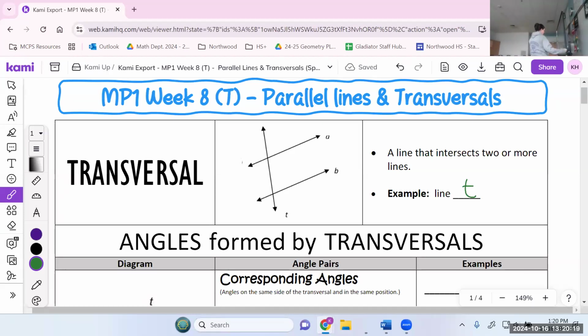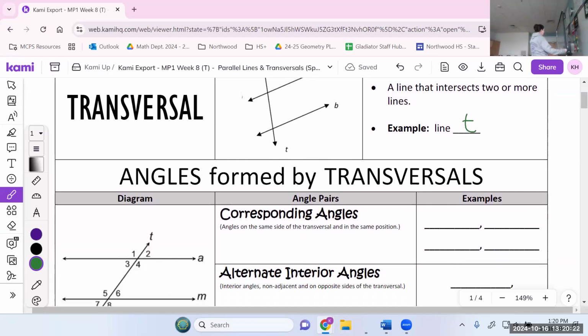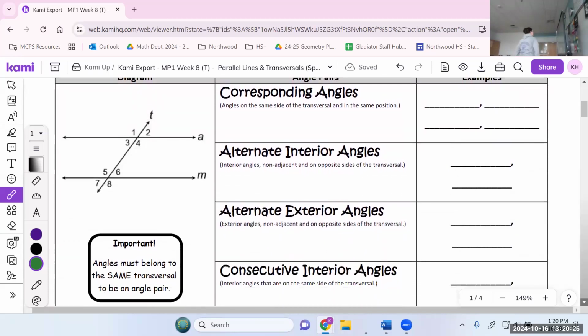All right. So from there, we have some angles formed by our transversals. We have corresponding angles, alternate interior meaning inside, alternate exterior meaning outside, and consecutive interior. Corresponding, in English, means to talk back and forth. Corresponding angles are like the same, in the same spot. So which ones do we have that are corresponding angles?